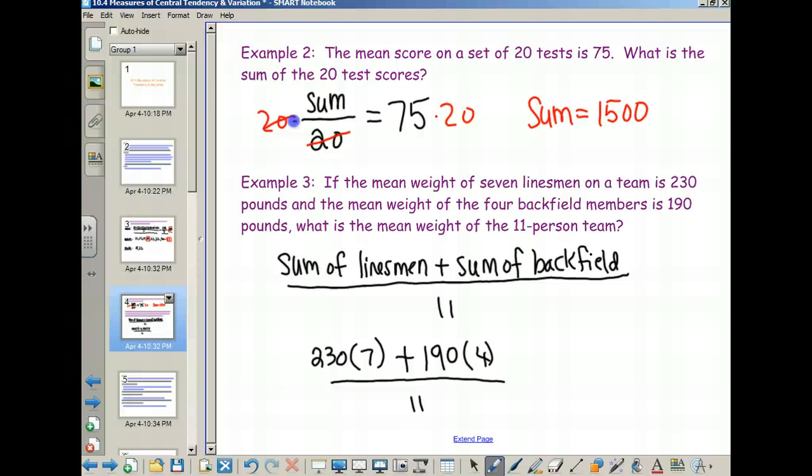As long as you show me this much, you can do the rest in your calculator. What does your calculator say? Again, 1 decimal of accuracy. 215.5 pounds would be the average or the mean weight of the 11-person team.